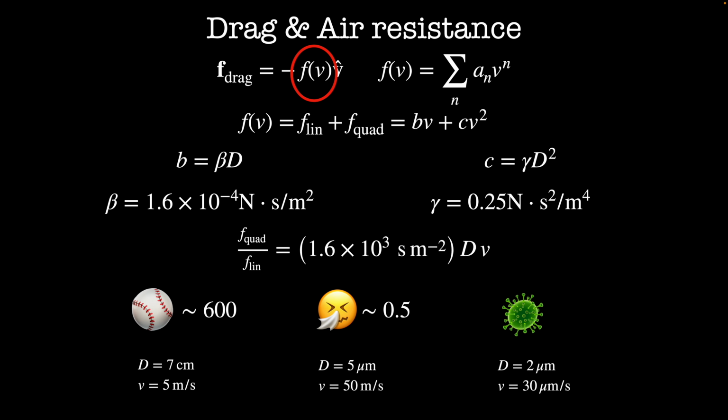Lastly, let's consider a bacterium. Imagine for a moment that bacteria can swim through air. It has a diameter of about 2 microns, and it swims at about 30 microns a second. This bacterium has a quadratic to linear drag ratio of about 10 to the minus 7th. So the quadratic term is negligible, and we only need to consider the linear drag term. Said another way, the bacterium is interacting with the viscous nature of the air.